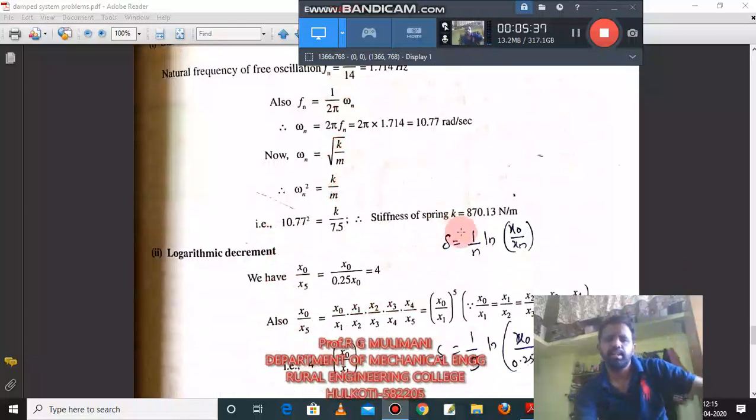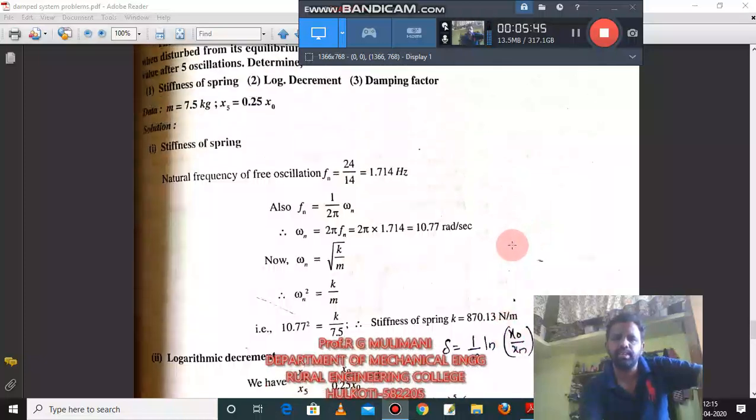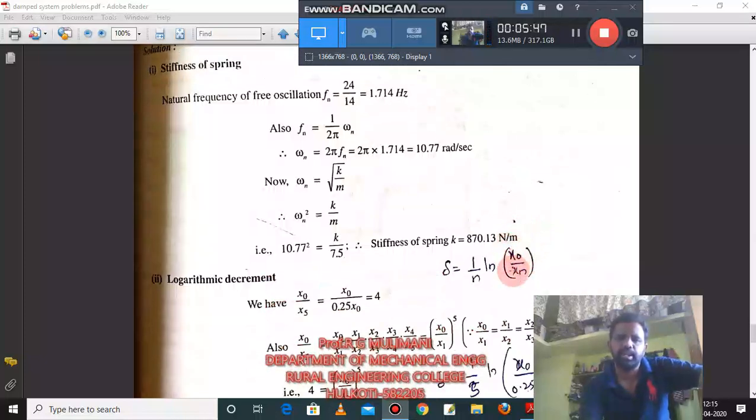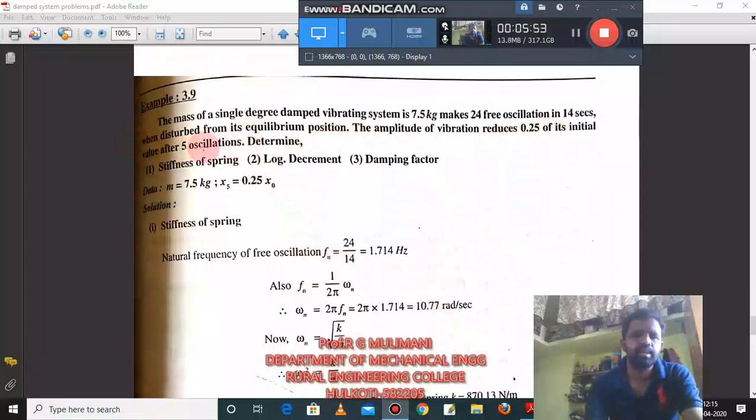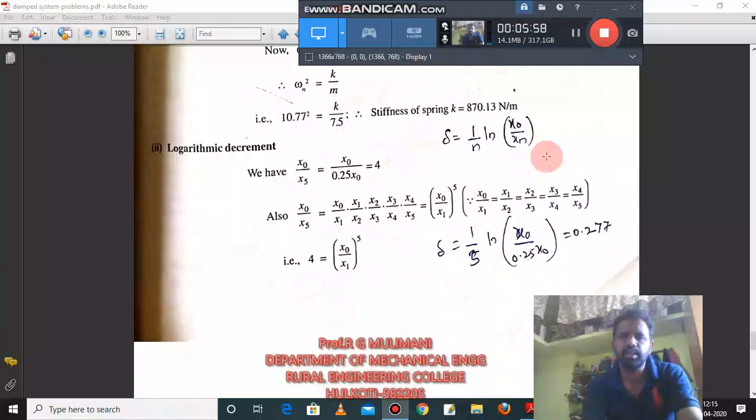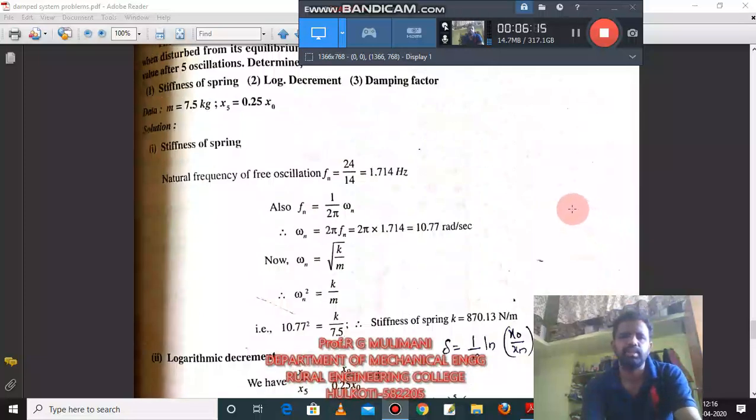Logarithmic decrement, we know that delta is equal to 1 by n ln of x naught by xn. What is x naught? It is the initial value, original amplitude, and xn is after 5 oscillations. He has given this sentence, after 5 oscillations the amplitude reduces to 0.25 times the initial value. So this is the initial value, and after 5 oscillations its value is 0.25 of x naught. So this x naught gets cancelled. This is n, 5 number of oscillations. So you will get this delta, that is 0.277.